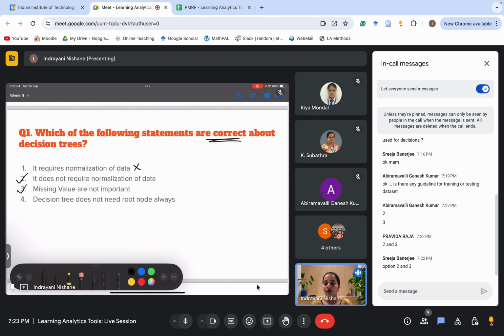Decision tree does not have a root node always. That's wrong. Any decision tree or any hierarchical clustering algorithm will always have a root node and leaf nodes. That's why they are called trees. And if there are multiple trees being used in our classifier, then it will be called a forest. You would have heard the word random forest. Random forest is nothing but a combination or collection of multiple trees. So it will have a root node, leaf nodes, everything.